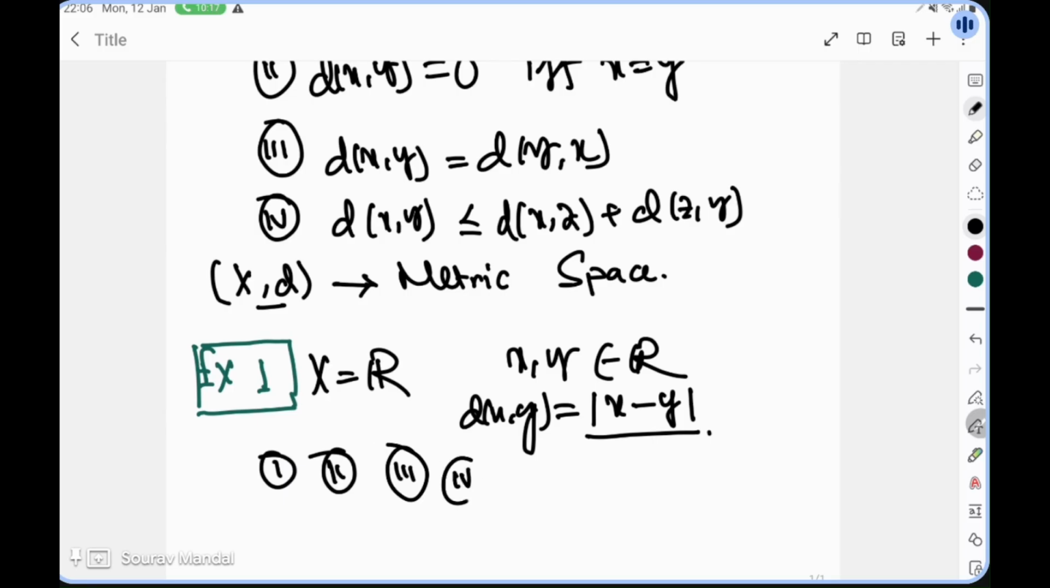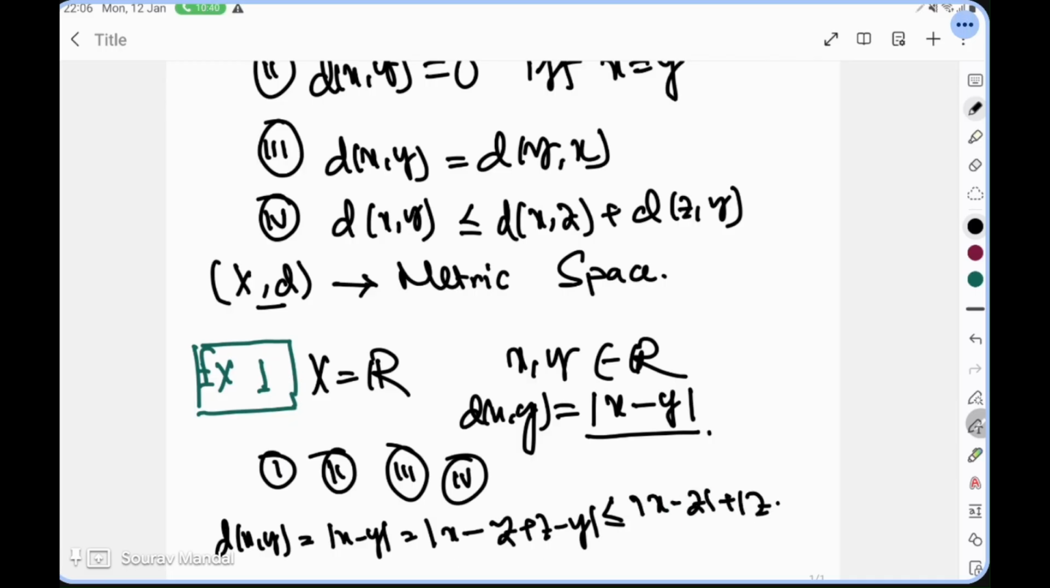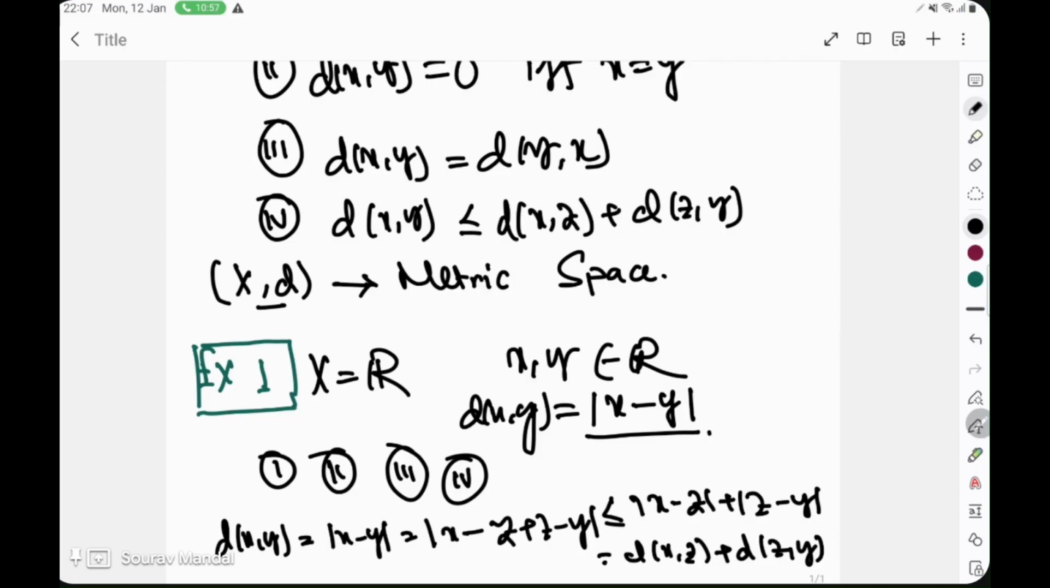Now, what about the fourth condition? If you are considering d(x,y), that is modulus of x minus y, in that case you can use the triangle inequality for the modulus function. So condition 4 also holds true. That's why it forms a metric. Is there any doubt? No, sir. Okay.